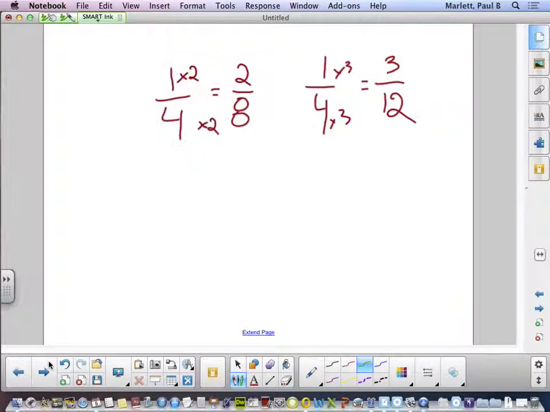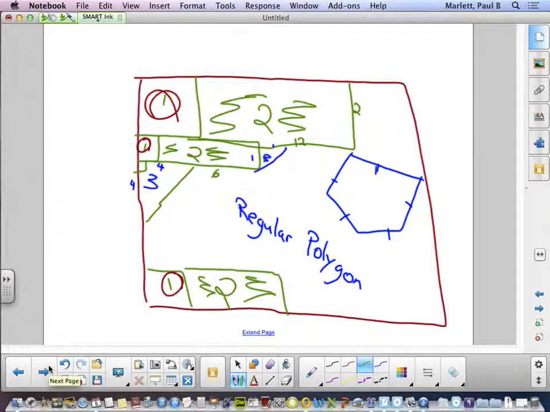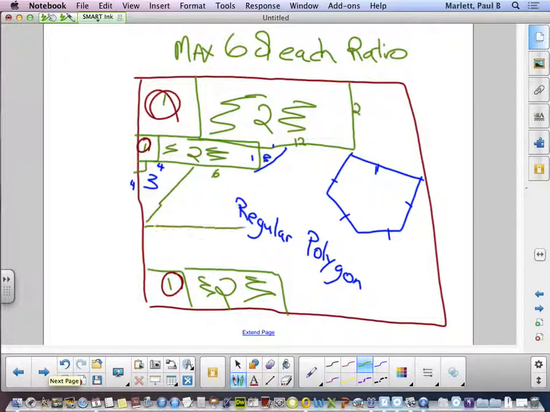How many different kinds of ratios can you have? Let's say you can have a maximum of 6 of each ratio. So you can have up to 6 different shapes that are all similar. So you might have one rectangle that's like this. You might have one rectangle that's really long and skinny. Calculate ratio. It's equivalent fractions, what we were just talking about.